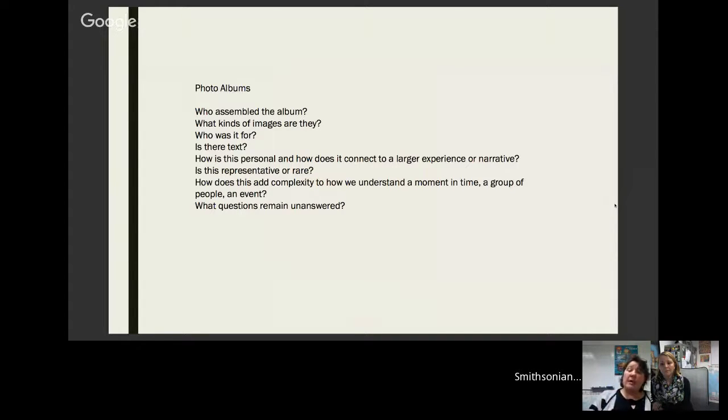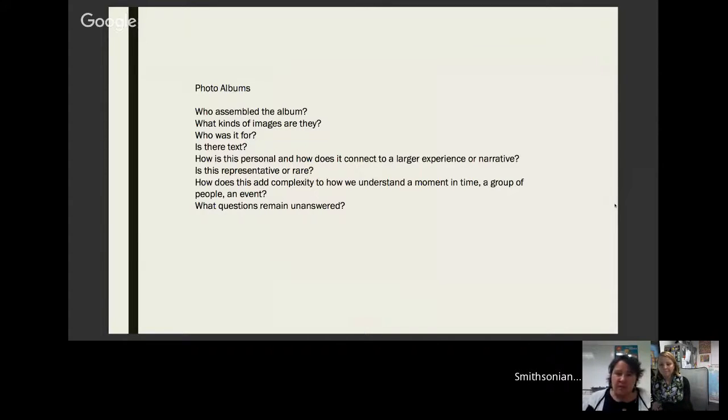Is this particular album representative, or is it a rare thing? How does it add to the complexity of how we understand a moment in time, or a group of people, an event? And that may be sometimes not the whole album, but maybe particular images within the album. And then, of course, this is the most important part, is what questions are unanswered, because that actually can be most important in helping us know how much we can invest in the document. So that's that verification question of, as a historical document, can we apply it broadly, or can we only apply it to a few people?